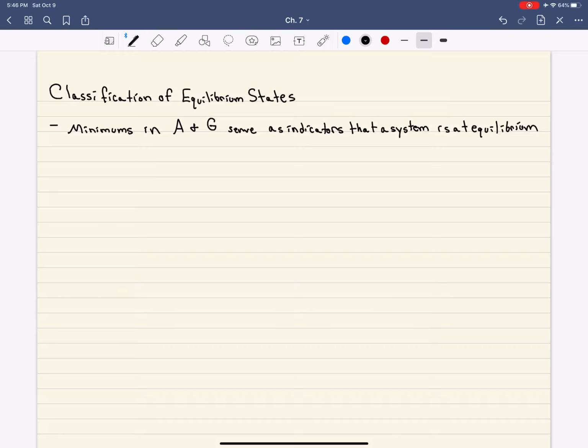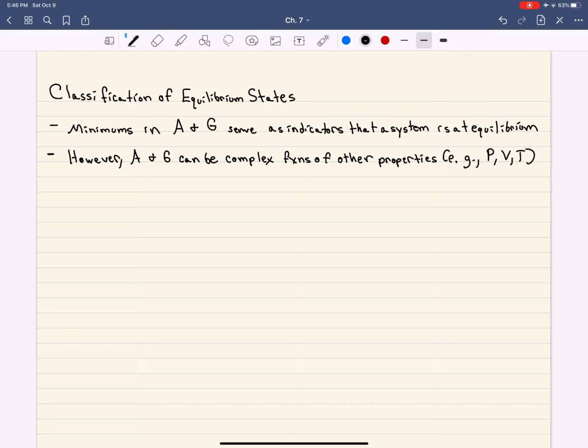Okay? But there's a bit of a complication here, because in general, our Helmholtz energy or the Gibbs energy of a system are not going to be very simple functions. A lot of times, they're very complex functions of other properties, if you will, or other parameters. So for example, pressure, volume, and temperature. Okay? And so, if we looked at the Gibbs energy as a function of pressure, we may not just see that the Gibbs energy has a single minimum in its value. We may see that there's many different pressures that minimize the Gibbs energy.